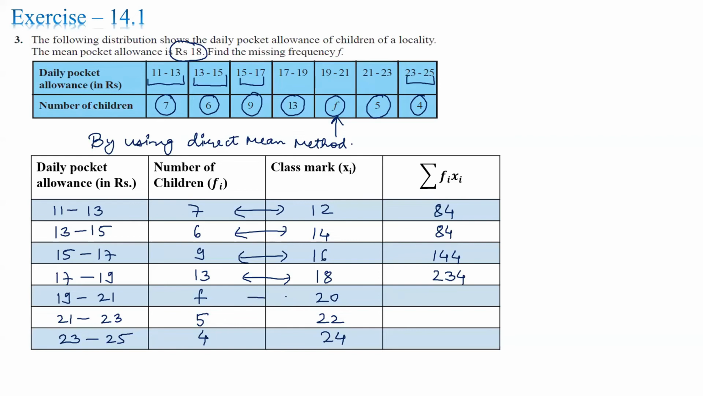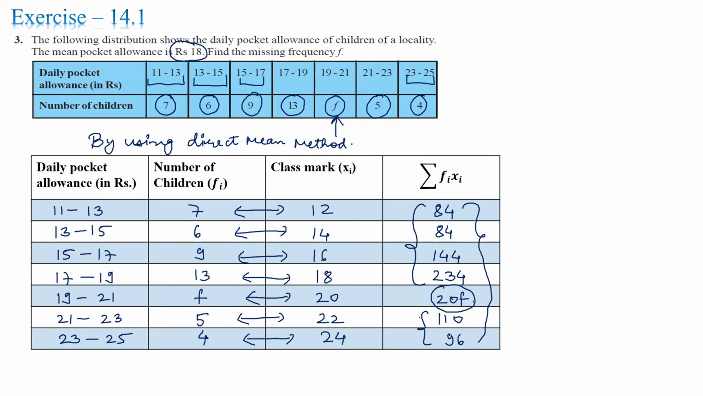Next, now this f into 20, what it will come? F into 20, it will come 20f. Next, 5 into 22, it will come 110. Last 4 into 24, it will come what? 48 double, it is 96. Okay. So now we will do the summation of these two. Keep this 20f as it is, add the remaining values. First add these values, then add these values in these values. Okay. Except this 20f, add all the values.